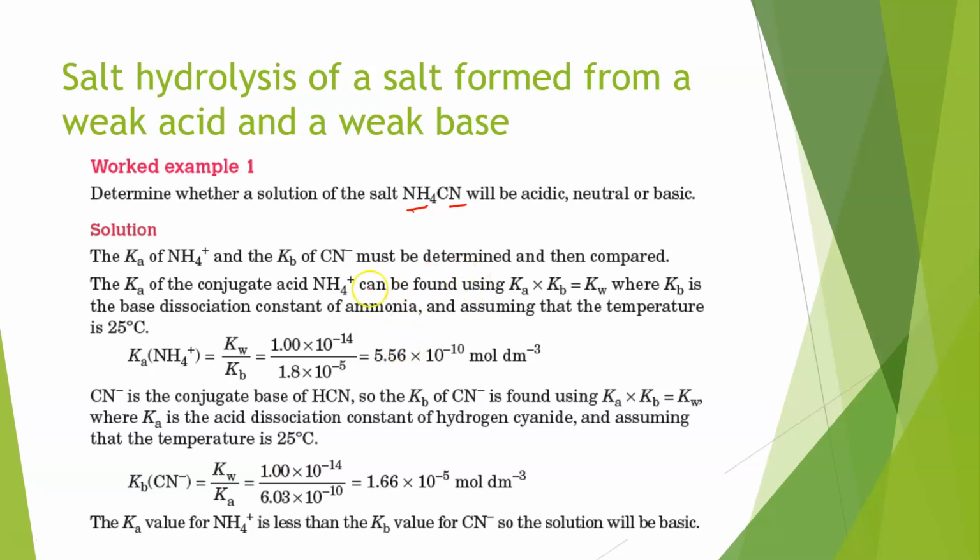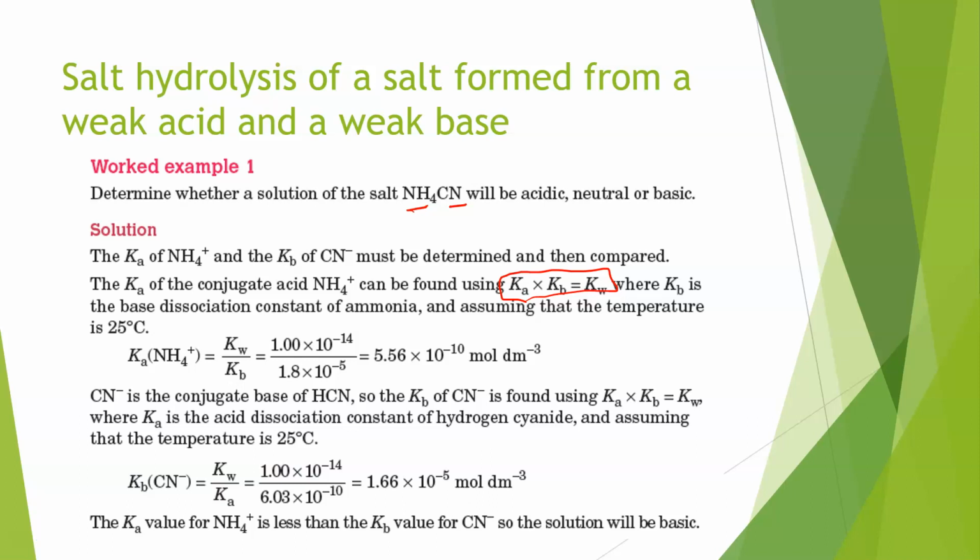If the Ka is greater, then it's going to be acidic. If the Kb is greater, then it's going to be basic. We can also determine the Ka of the conjugate acid by using this Ka × Kb equals Kw if not all of them are provided. So let's have a look.